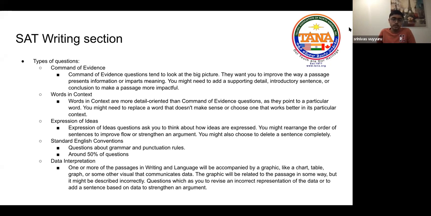Then you have data interpretation questions. These are basically graph questions that communicate some data incorrectly. The graphic will be related to the passage in some way, but it could be described incorrectly. And you're supposed to change whatever sentence refers to that graph to better match the data.